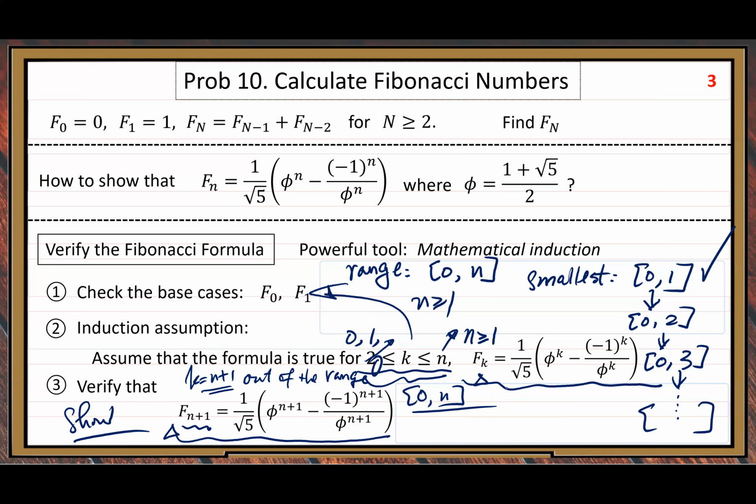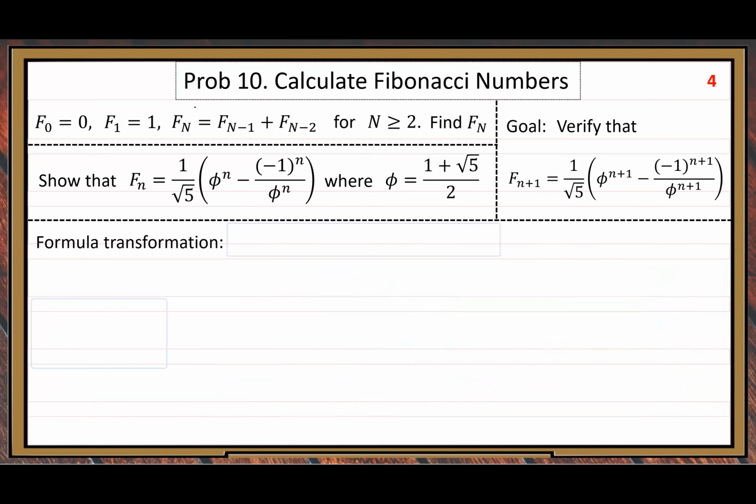So how do you represent f sub n plus 1 at the left-hand side? You can only use the original recurrence relation. The original recurrence relation is always true, right? Everywhere, if you like, you can apply the original recurrence relation. So here, let's do formula transformation.